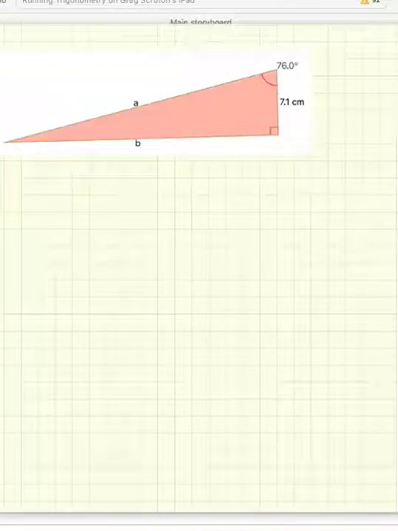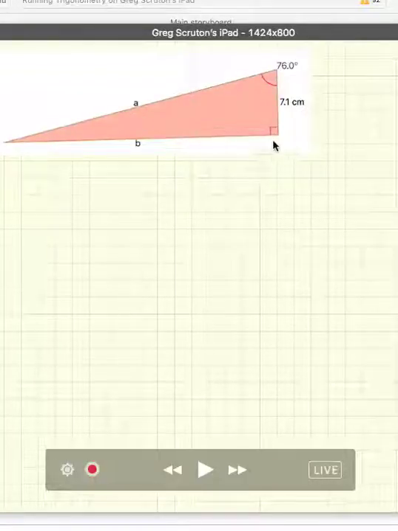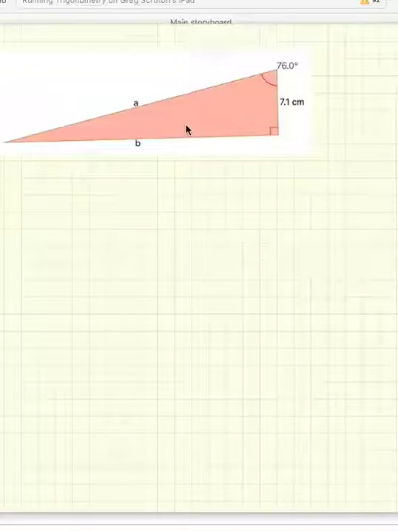I always start off with my hypotenuse. It's always the longest side of the triangle. It's always found directly opposite the right angle. So I just go from the right angle to over here. So this is the hypotenuse. So I'm going to fill that in.